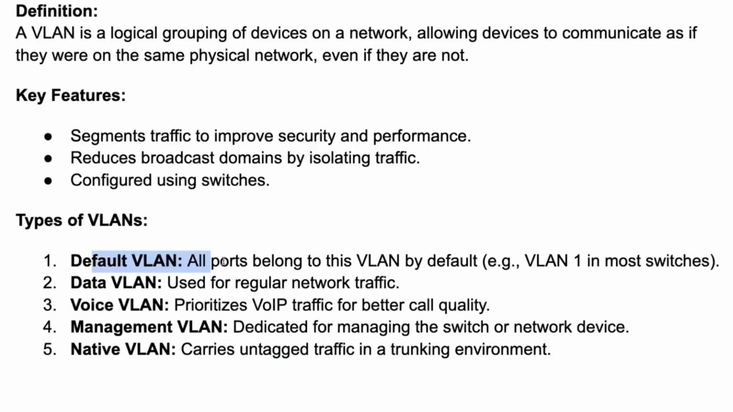And so the default is where all the ports literally belong, because it is basically the default port on the switch, the main port on the switch. The data VLAN is for network traffic. And then you have the voice VLAN for phones, and the management VLAN for managing the actual switch itself. So it's literally specific to this switch or whatever that network device would be. And then you have the native VLAN that carries the untagged traffic in a trunking environment.